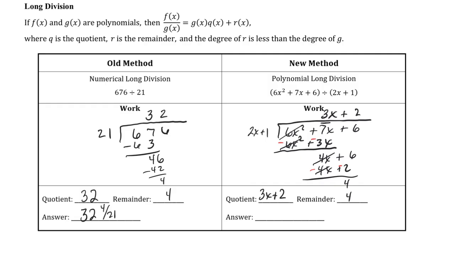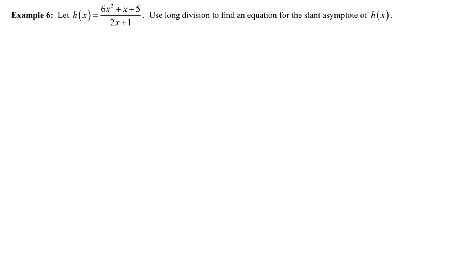My remainder is 4. And we could write this as 3x plus 2 plus 4 over 2x plus 1. But again, when I'm trying to find a slant asymptote, I really only care about this part. If it was a theoretical math question where I said, hey, just do the long division, you'd need to give me all of it. But if I'm looking for the slant asymptote, it's just the linear part of that. So go ahead and pause the video and give this one a shot.